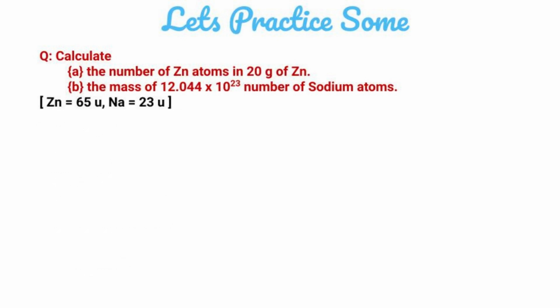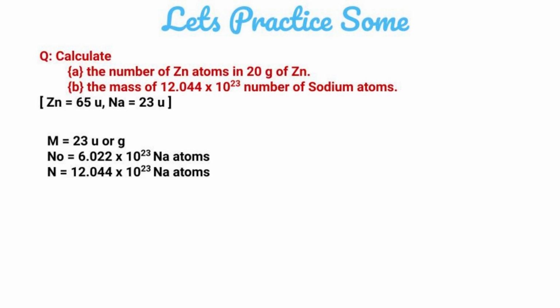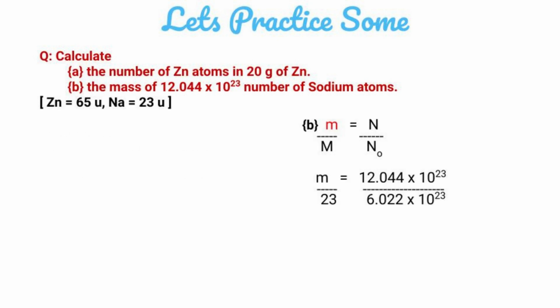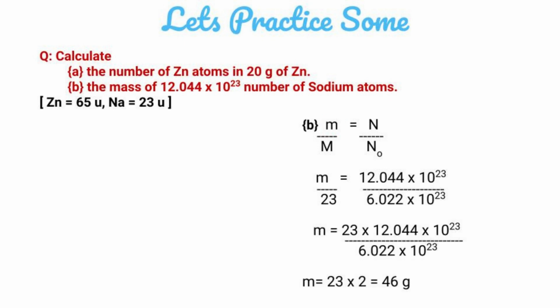In the second part of the question, we need to find the mass of 12.044 into 10 raised to the power 23 sodium atoms. Here, molar mass, which is capital M, is given in the question, that is 23 u or grams. Avogadro number is 6.022 into 10 raised to the power 23 sodium atoms, and the given number of atoms is 12.044 into 10 raised to the power 23. Now use the third formula and put the values. The answer is 46 grams.